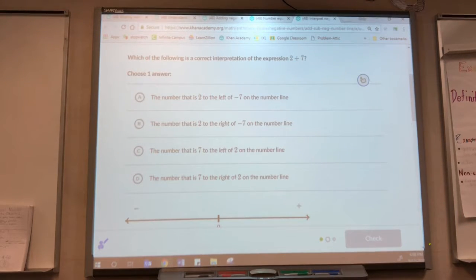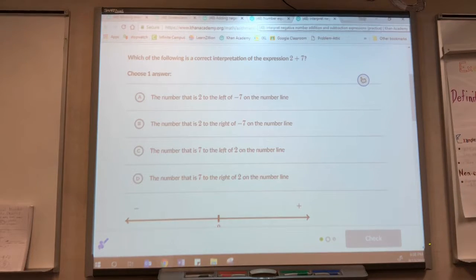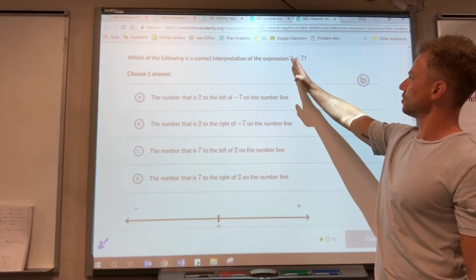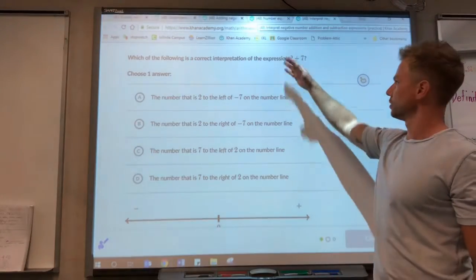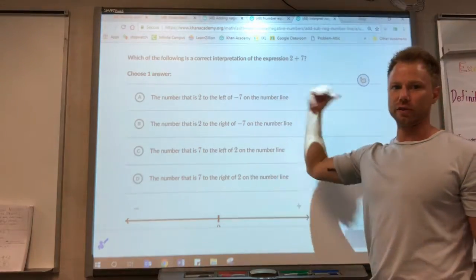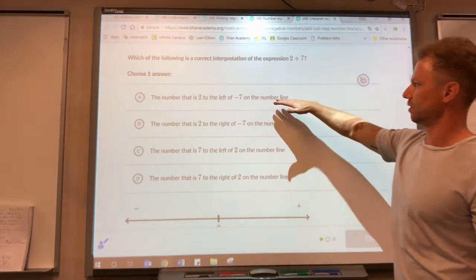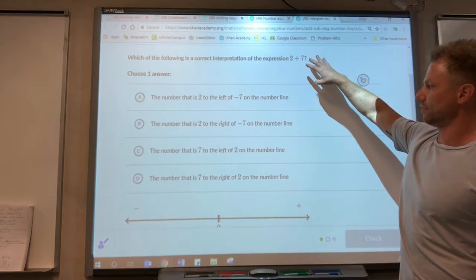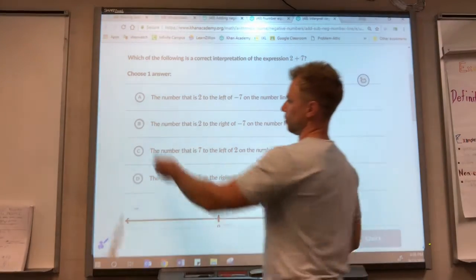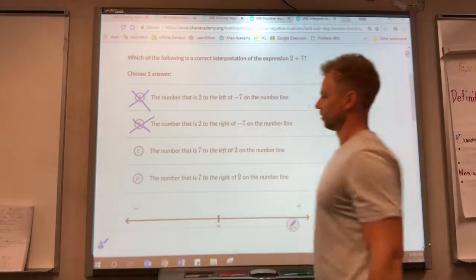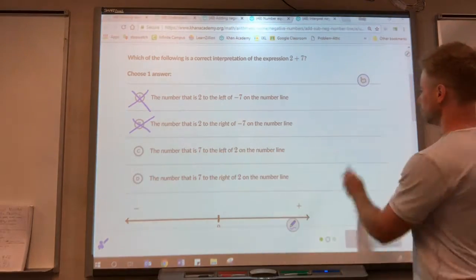It says, which of the following is a correct interpretation of 2 plus 7? Okay, so if we think of we're at 2 and then we add 7, would we go to the left or to the right? Since we're adding a positive, we would go to the right. So is it the number that is 2 to the left of negative 7? Well, no, we don't have a negative 7. So actually both of these are going to be out right away because we don't have a negative 7. They're both positive.